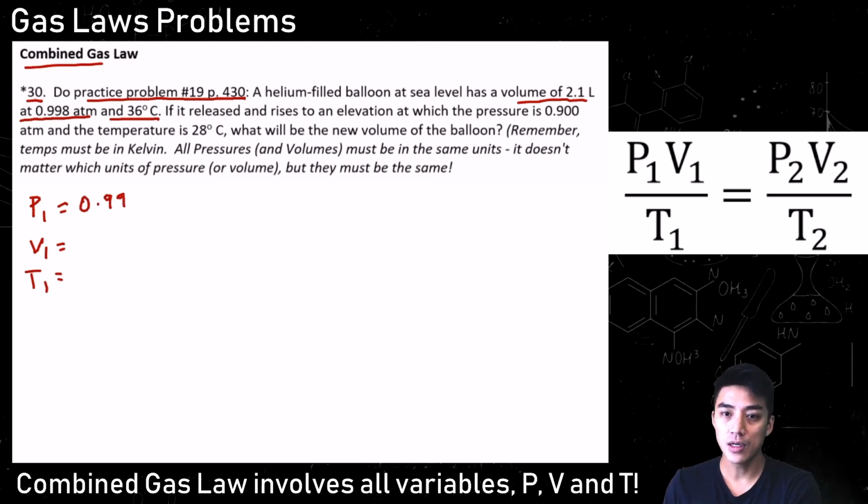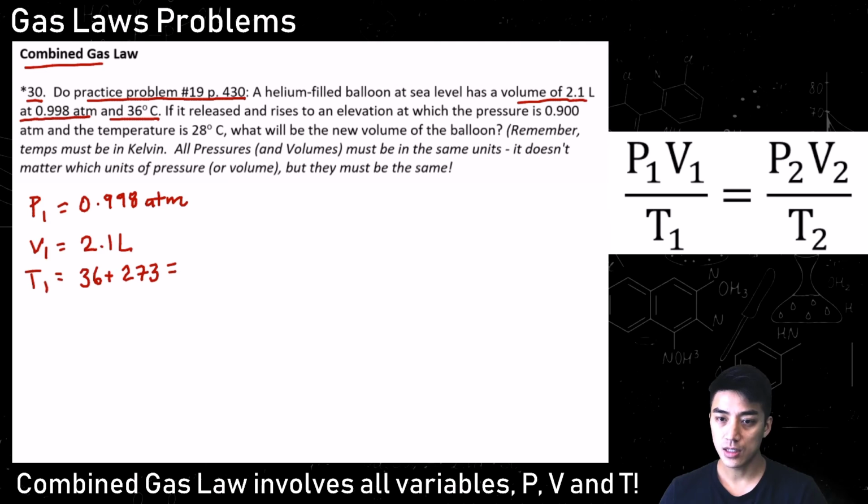Okay, our P1, our initial pressure, is 0.998 atmospheres. Our V1 is 2.1 liters. And our T1 is 309 Kelvin. Remember, you have to change Celsius into Kelvin by adding 273. So that's taken care of. Now on the right hand side over here, we're going to figure out our final pressure, volume, and temperature.